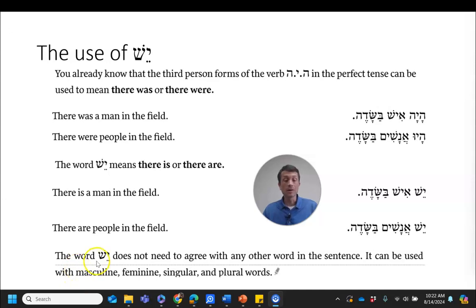Again, the word yesh does not inflect. It doesn't have to agree with any other word in the sentence. It can be used with masculine nouns, feminine nouns, singular, plural. It doesn't matter. You just have to know in English, you have to nuance it either singular or plural. There is or there are or there were. Again, the time frame for this also comes from the context, whether it's going to be translated past, present, or future.